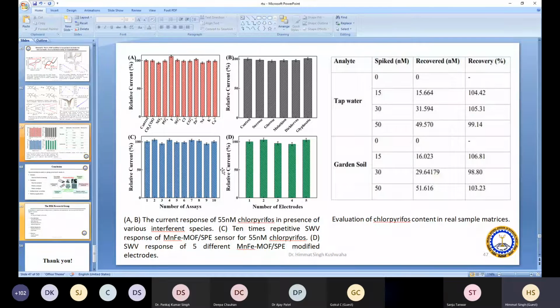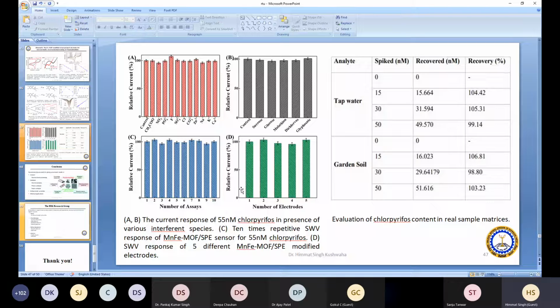And then for the repeatability analysis of the developed sensor, a number of assays were performed using the same sensor, and the current signal is not significantly changed. So it's showing the reusability of the developed sensor also.